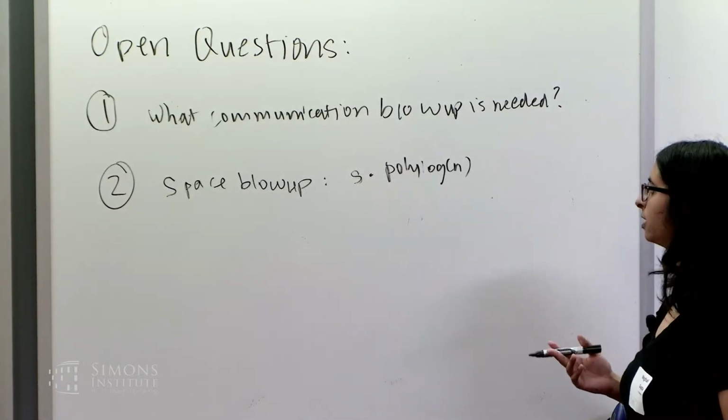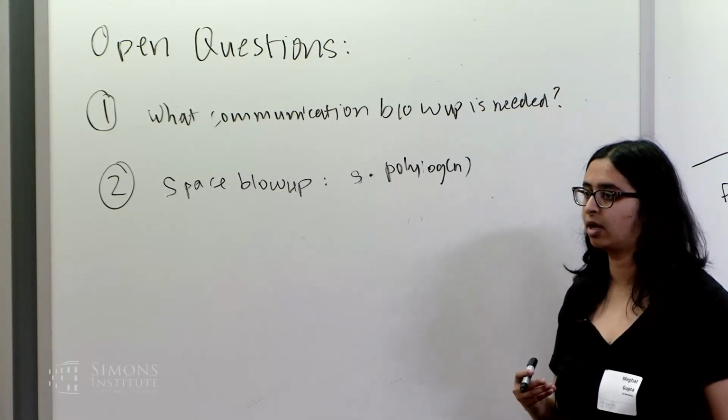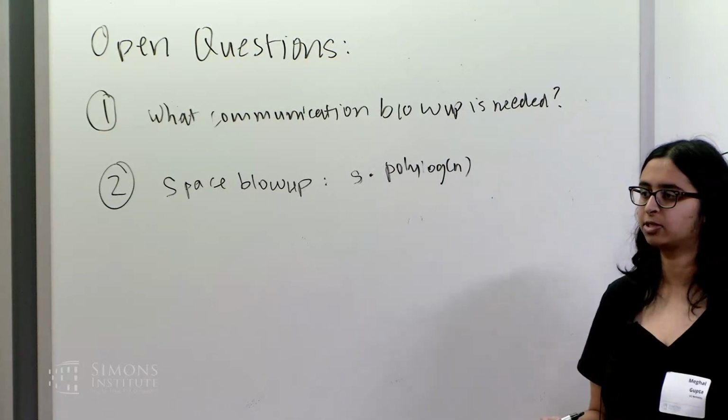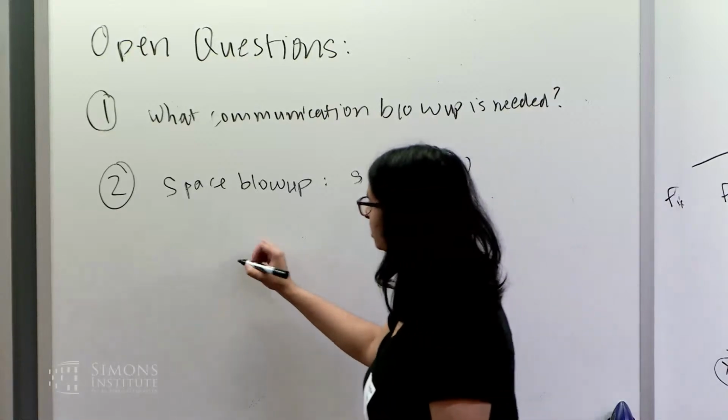But in the case where s is a lot smaller, you could imagine there are functions where s is log n, then this is actually a pretty big blowup. So in that case, is the polylog n necessary? An example of such a function is the following.